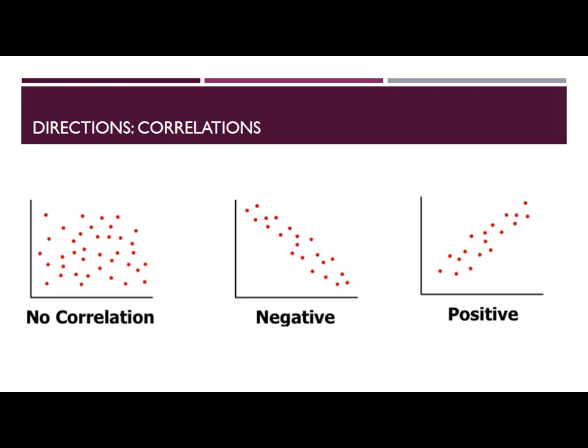Now, if you go over to the far left, you'll see a bunch of little dots just all over the place, just like looks like somebody spilled something. Maybe those dipping dots, who knows? It's no correlation. We really don't see a direction.